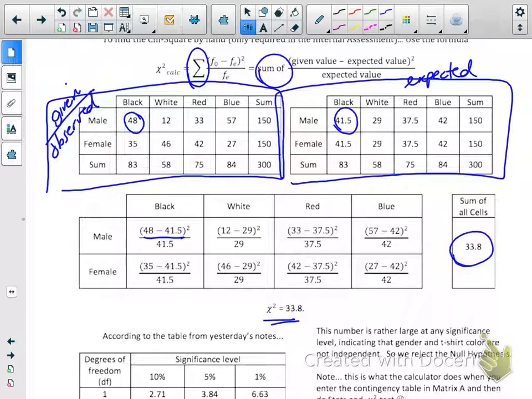Now, to see where you're going with this is your calculated chi-squared. Okay, so this table, if we do our degrees of freedom, we have 4 columns and we have 2 rows.